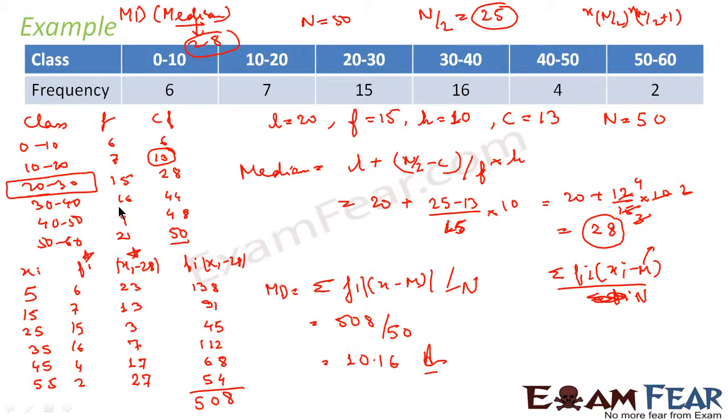Once we got the median 28, we used the standard approach. We got the xi's by taking the mean of each class. We already had the fi's. We got mod of xi minus 28, then fi into mod of xi minus 28. We added these and got 508. We applied the formula: mean deviation about median is sigma fi into mod of xi minus m by n, and we got the answer.